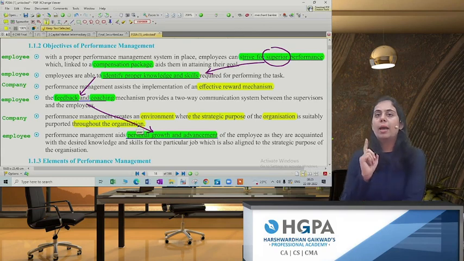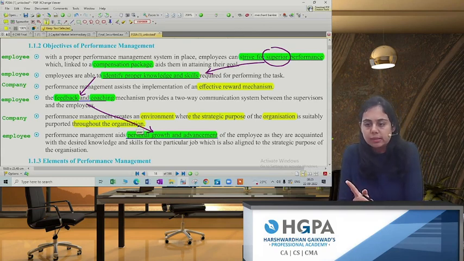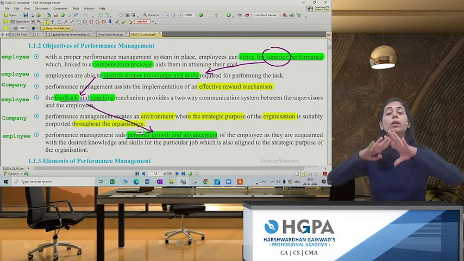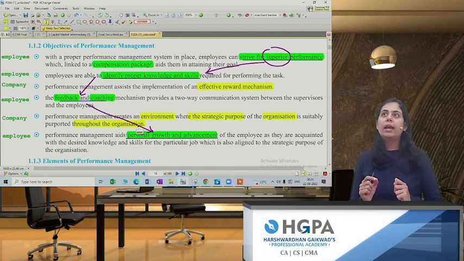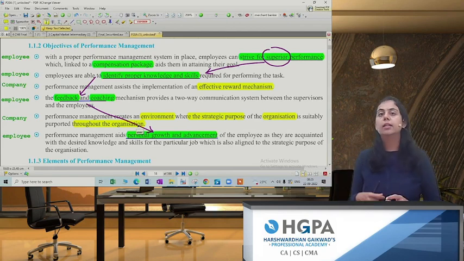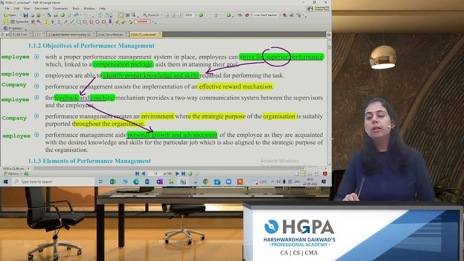Performance management will never work department-wise. That is why the point is written that in performance management, the company's environment is so good that it is suitable for the entire organization. It will not be that it is suitable only for the finance sector, only for the marketing sector, or only for the sales sector. No, it will be suitable for the entire organization.